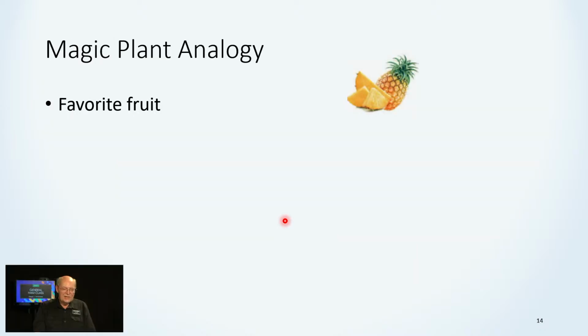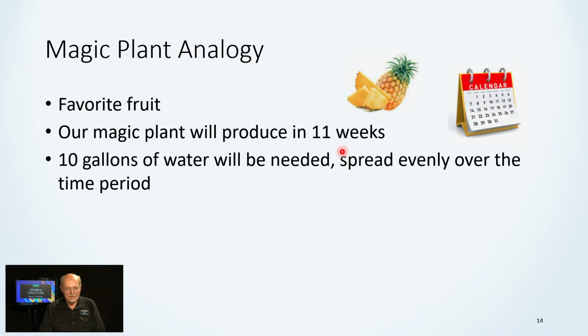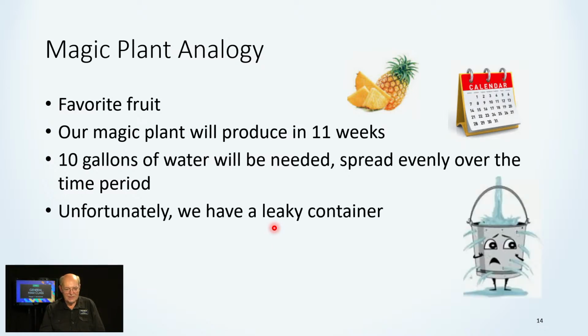So another analogy, I really like pineapple, so that's what I used. Find a favorite fruit. Our magic plant will produce in 11 weeks. So we've got 10 weeks of class, and if you're lucky, you can schedule your exam the week after. So you're going to need 10 gallons of water, spread evenly over the time period. But unfortunately, we have a leaky container. So what can we do, is the question.